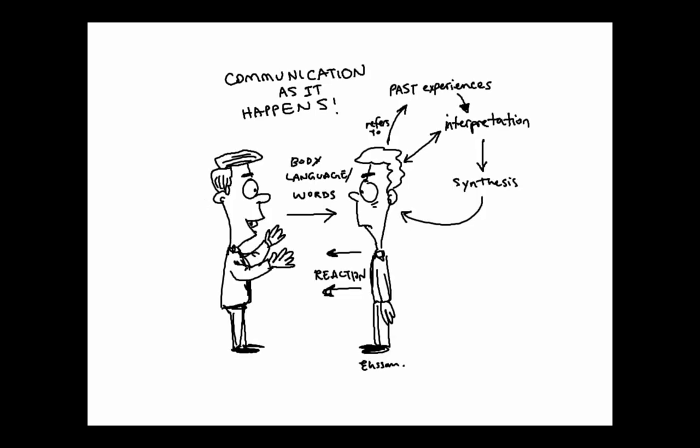This illustration shows how the receiver observes and decodes the message of the sender in real time, and then responds based on the interpretation and synthesis of the message. The receiver may have biases and make interpretations based on past experiences that the sender may or may not be familiar with or be aware of. These biases could affect the interpretation and synthesis process, causing misinterpretation.